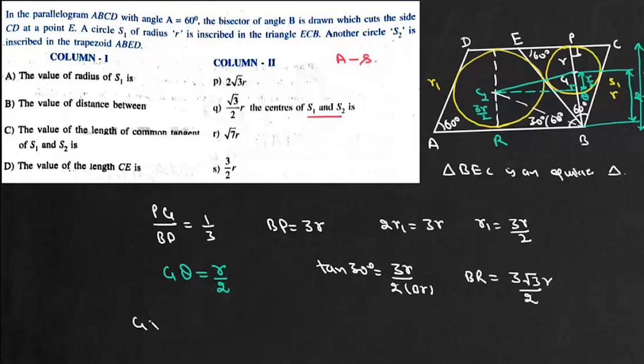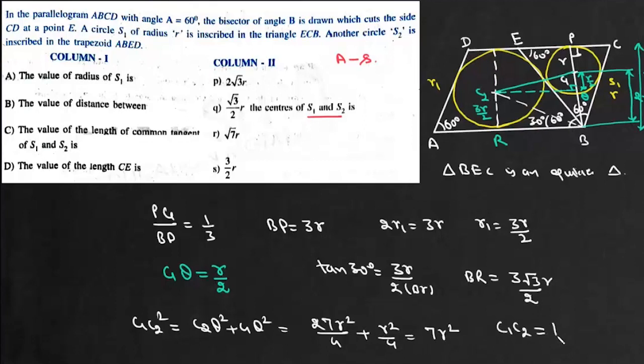So from here we can write C1C2 square is equal to C2Q square plus C1Q square. Now C2Q square is the same as BR square, so there will be 27R square by 4 plus C1Q square, which is R square by 4. So this is 28 by 4, 7. So it will be 7R square. So C1C2 is under root 7 R. So the distance between their centers is root 7 R. That means this B matches with R.